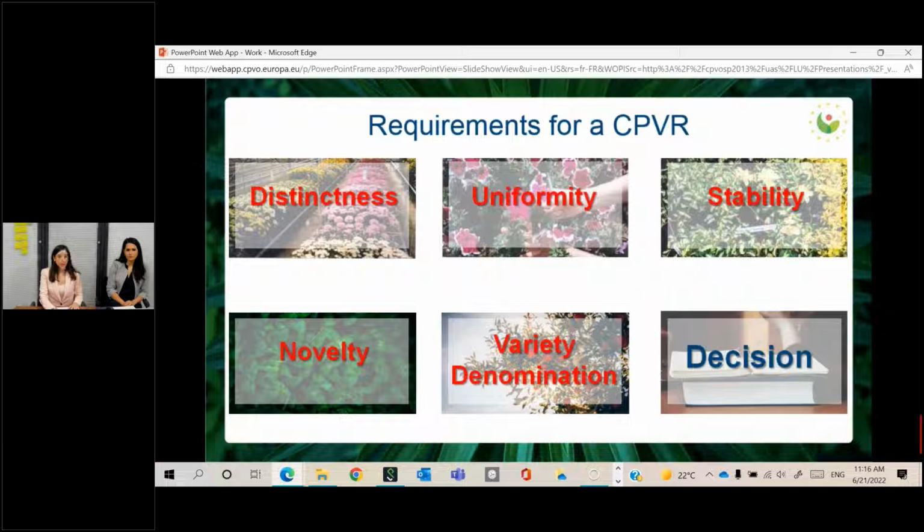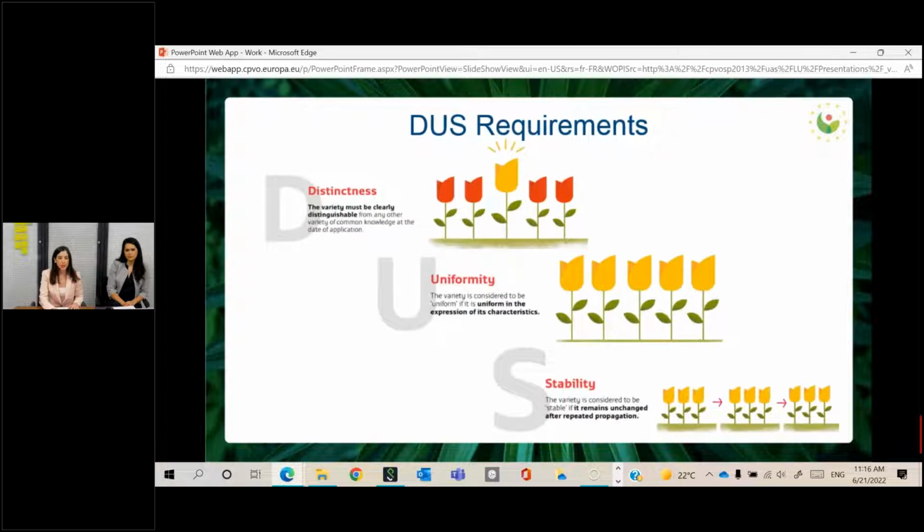Here on screen, you see the requirements for the grant of a plant variety right. On top, you see the technical requirements. These are the distinctness, uniformity, and stability requirements. And then you see the novelty requirement and the requirement to designate the variety by a denomination. We are going to explore these requirements in more detail.